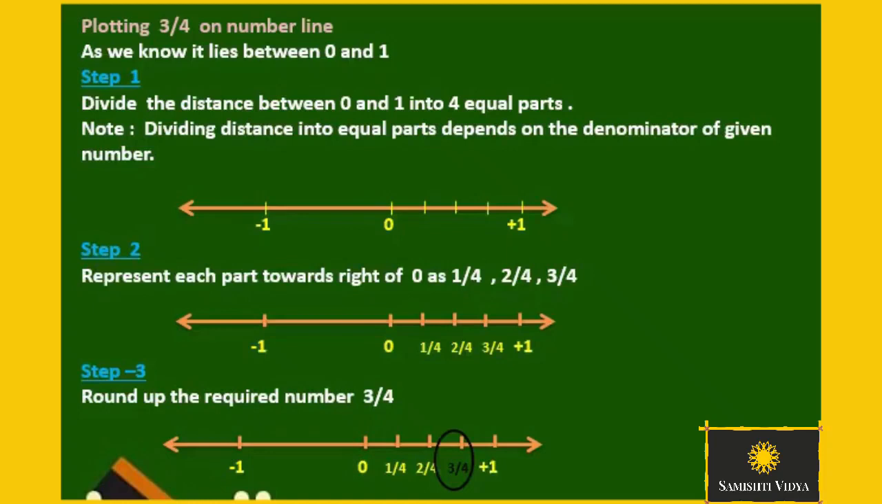Step 2. Represent each part towards the right of 0 as 1 by 4, 2 by 4, 3 by 4 and 4 by 4. 4 by 4 is nothing but equal to 1. Step 3. Round up the required number 3 by 4. That's all. So these are the steps to plot a positive rational number where the numerator is less than the denominator.